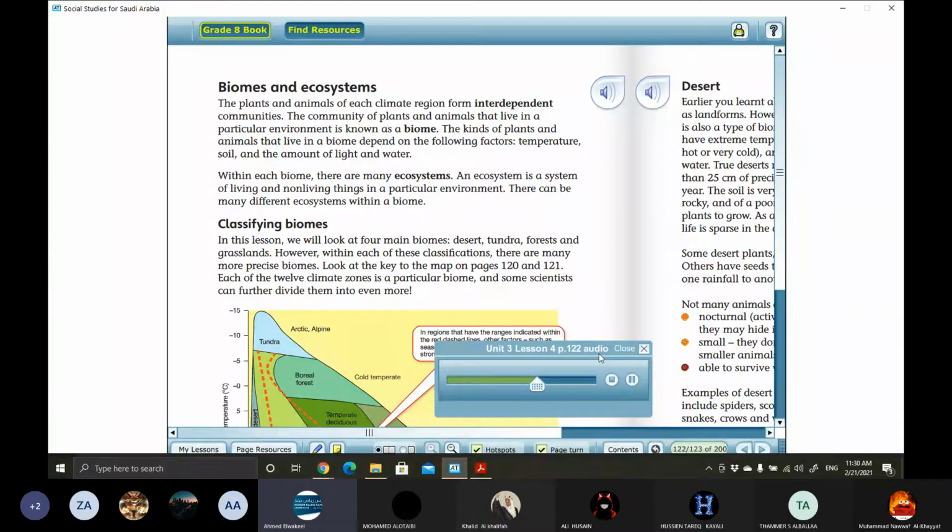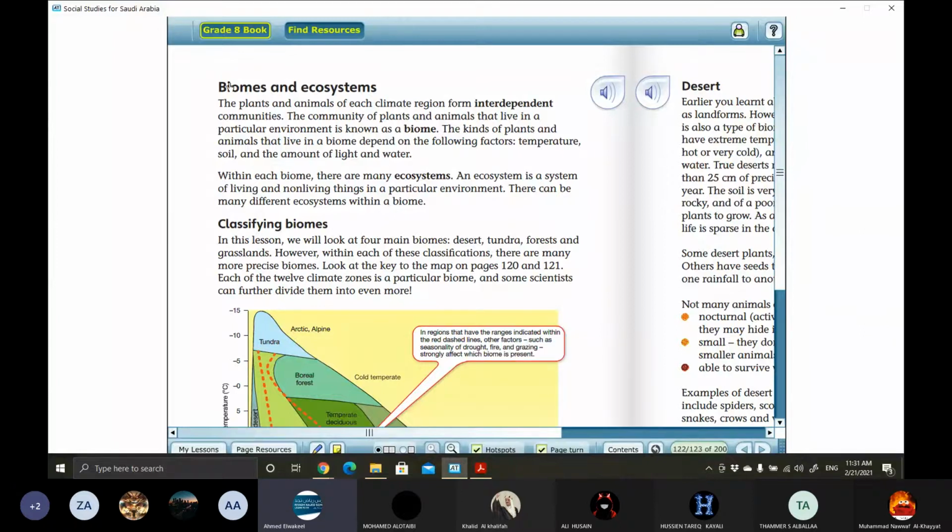Classifying biomes. In this lesson, we will look at 4 main biomes: desert, tundra, forests, and grasslands. However, within each of these classifications, there are many more precise biomes. Look at the key to the map on pages 120 and 121. Each of the 12 climate zones is a particular biome, and some scientists can further divide them into even more.